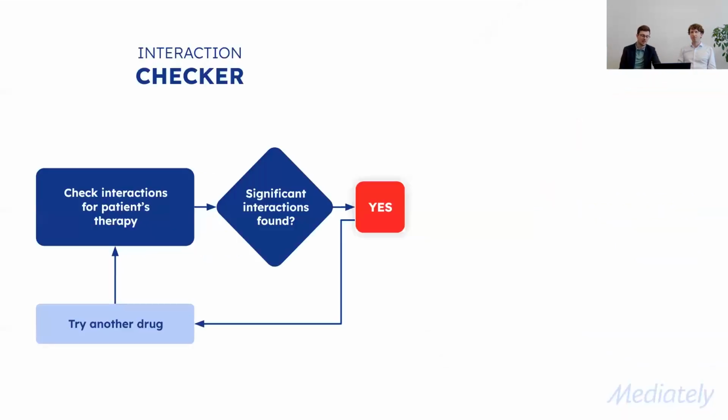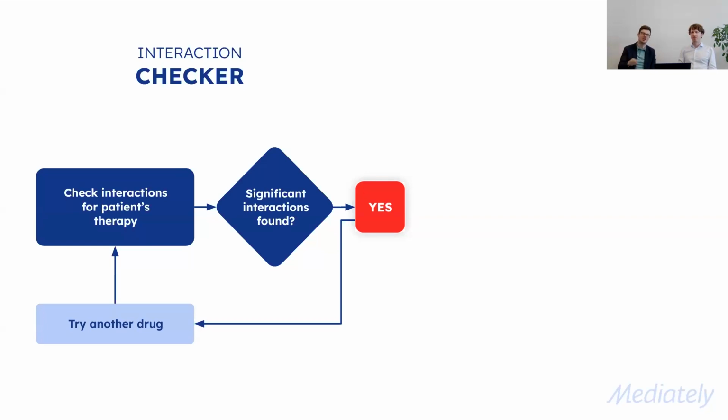And in this case, so for example, this is a common case. You're trying to add a drug to the patient's therapy. You see there are significant interactions found, and you decide, okay, I will change the drug with that specific drug that is causing a significant interaction. But then the new drug that you're adding has significant interactions with the remaining drugs of your patient.